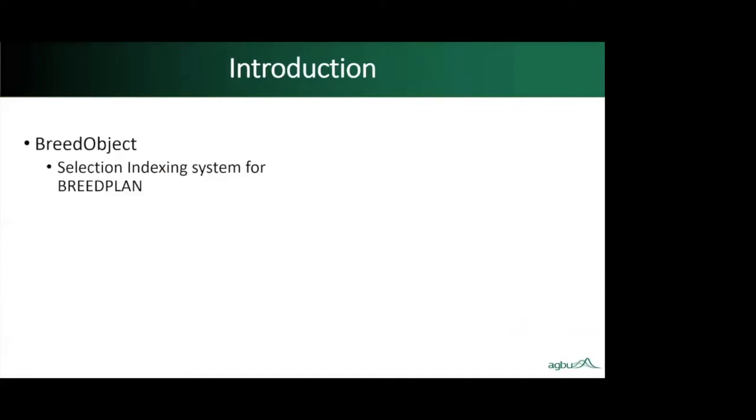BreedObject is the software used by the BreedPlan Genetic Evaluation System for developing selection indexes that are targeted at improving profitability in commercial production systems. For those of you that are unaware, BreedPlan is a genetic evaluation system that has been developed in Australia and used extensively both within Australia and internationally. It is based on a multi-trait BLUP evaluation model that includes traits such as calving ease, growth, fertility, feed efficiency, carcass quality, and in some breeds, temperament.